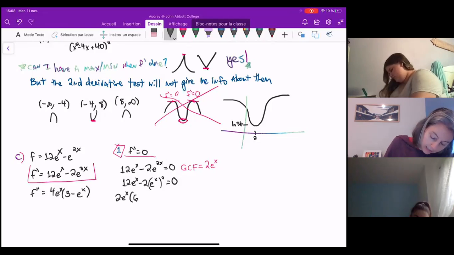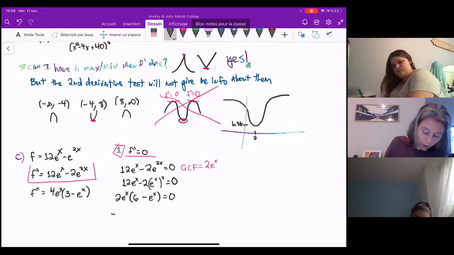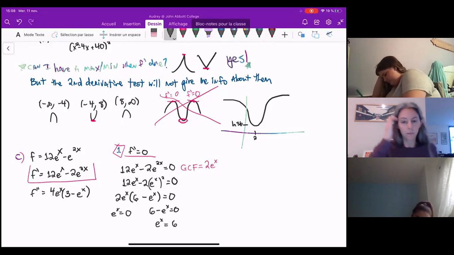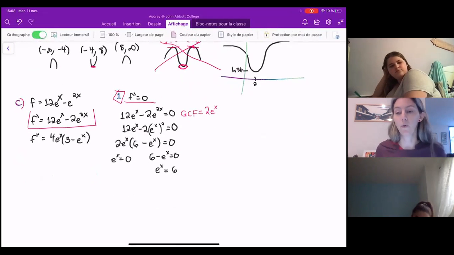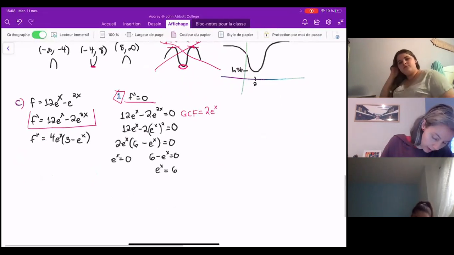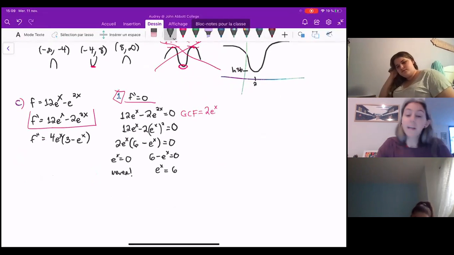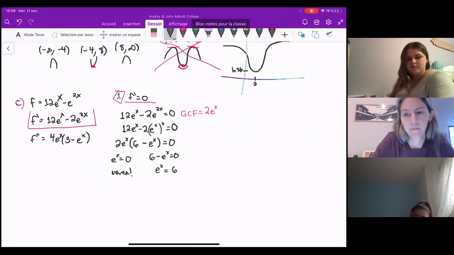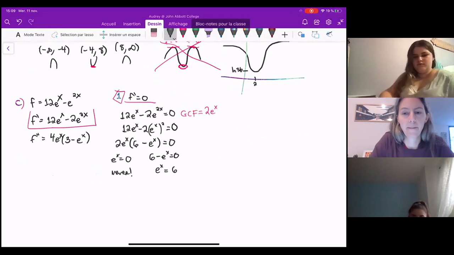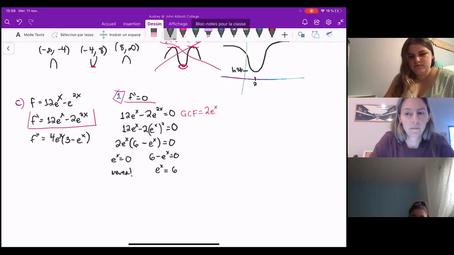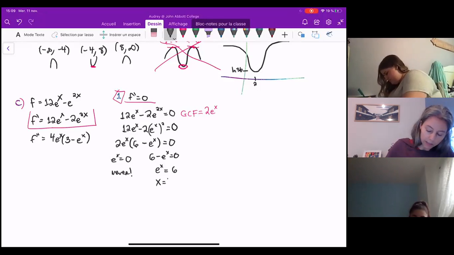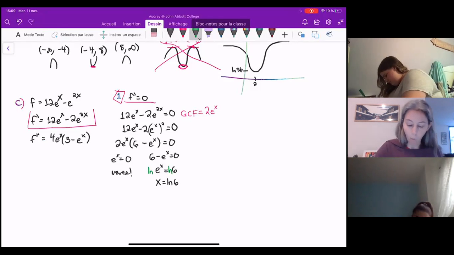So I have 2e to the x times 6 minus e to the x is equal to 0. Then I have e to the x equals 0, or 6 minus e to the x equals 0, which gives me e to the x is equal to 6. Does e to the x ever equal 0? No, good job, Gwen. Never. Now you might need to look in your notes from yesterday. How do I isolate x from e to the x? Ln on both sides, you got it. So what I end up with is x is equal to ln 6. I'm taking ln of both sides. So here I got one value.